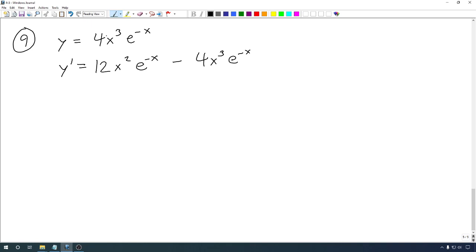And note, whenever dealing with some polynomial times e to some power of x, or e to some constant times x, we always end up with these e to the minus x's in each of our terms. We can actually go ahead and factor that out.